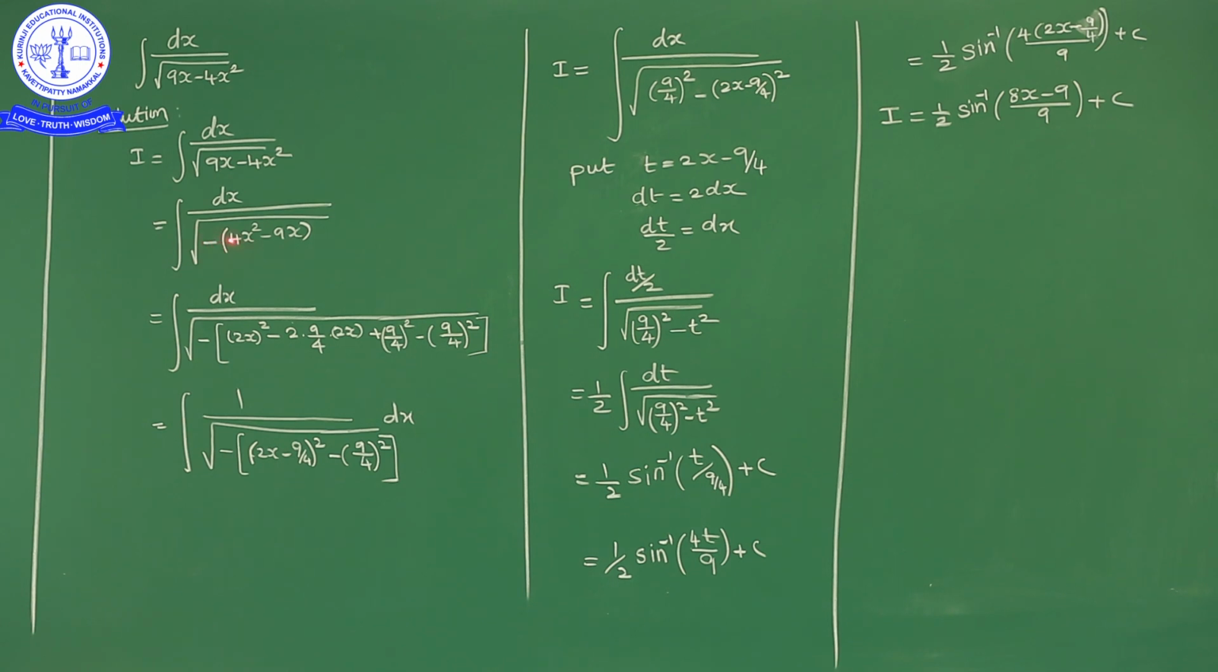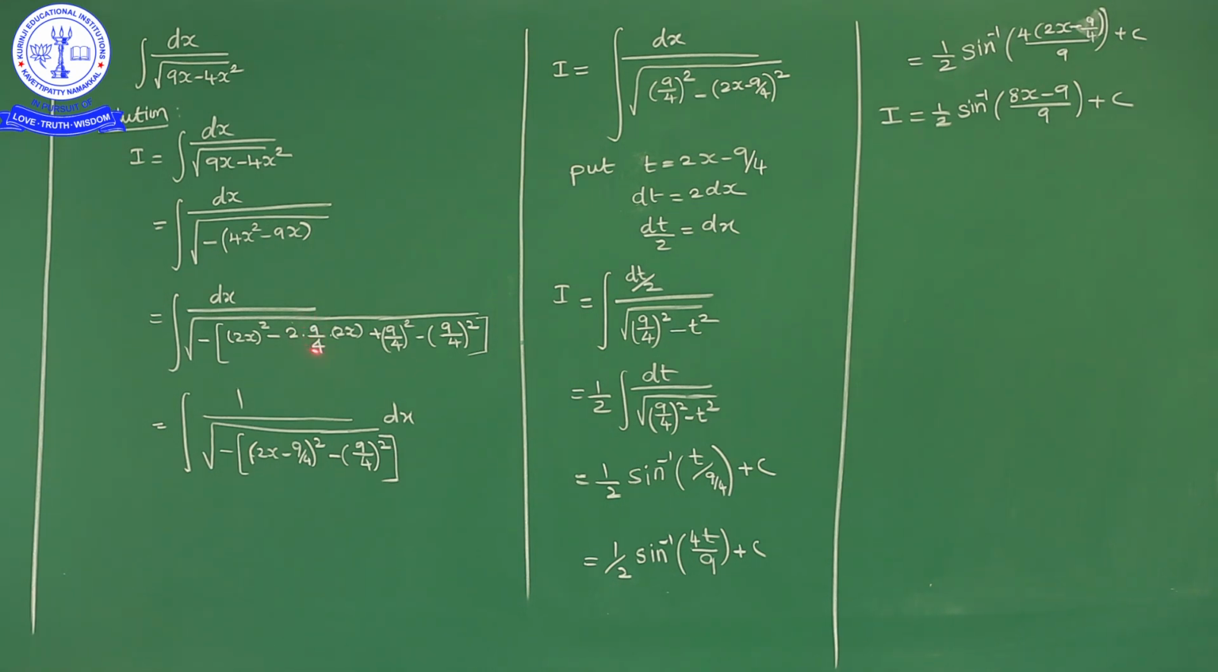So minus of 4x square minus 9x. Now 4x square minus 9x, 4x square what we can write? 2x whole square. Okay. So 9x I will write like this, 9x as 9 by 4 into 2 into 2x. 2 into 2 is 4, 4 gets cancelled. So what is the advantage? Now this is of the form a square minus 2ab. B is how much here?